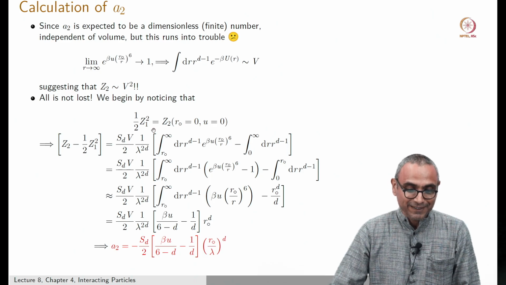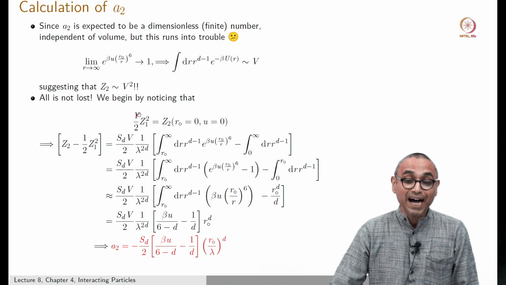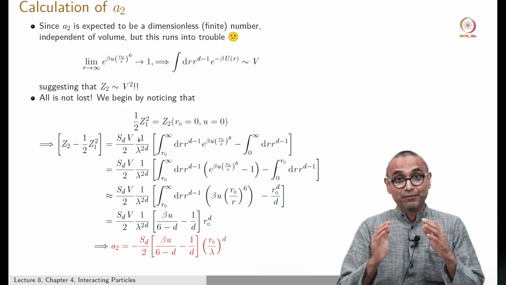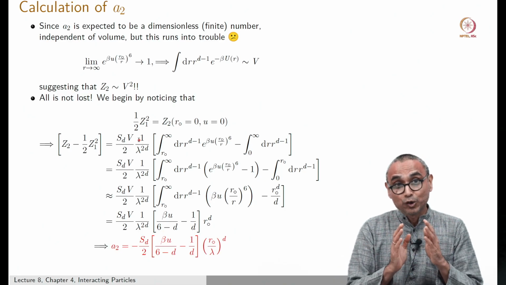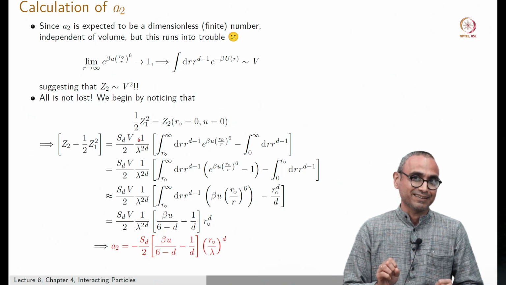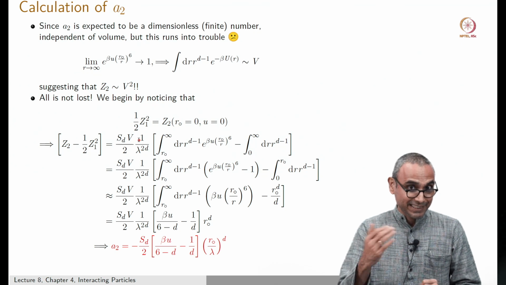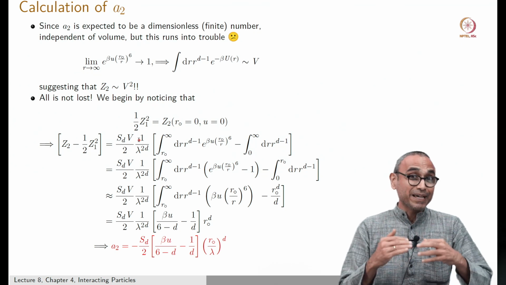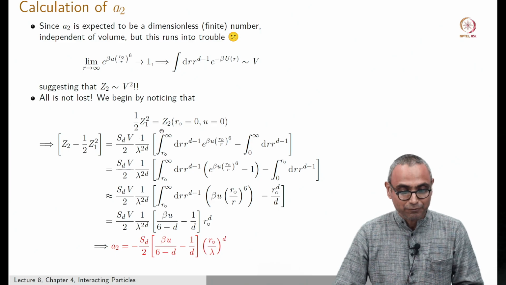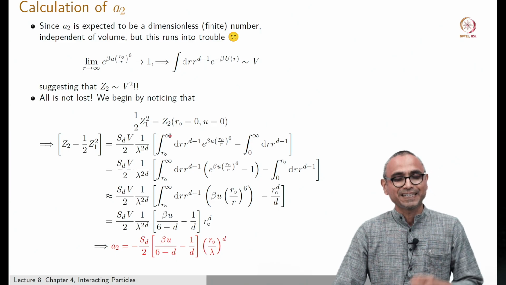So the first observation is that 1/2 Z1 squared, which is the partition function of two non-interacting particles, please check this, can be written in terms of the partition function of two interacting particles by simply putting r0 equal to 0 and u equal to 0.